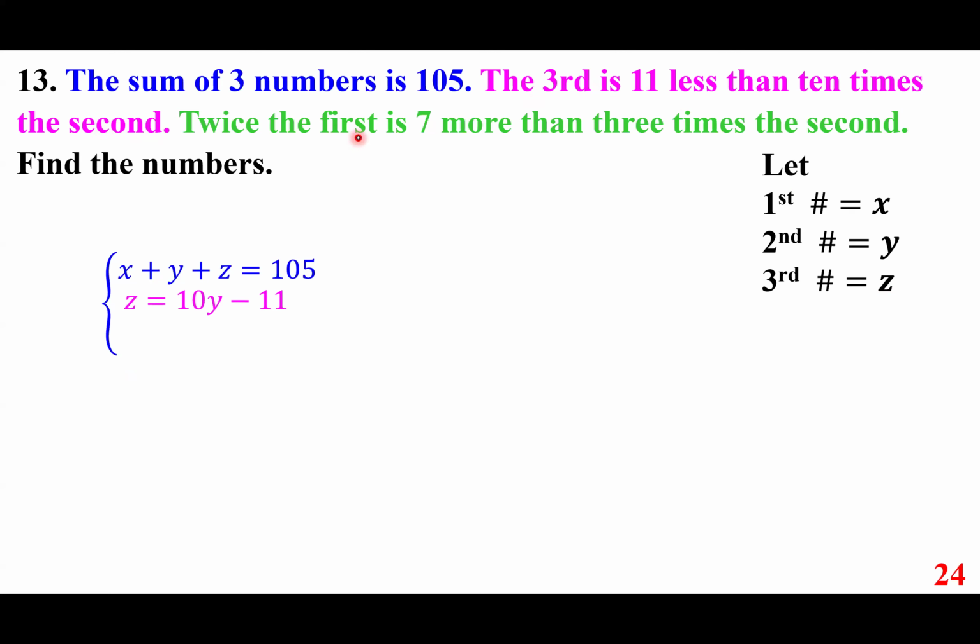Twice the first. So here's the first one. Twice the first, 2x, equals 7 more than 3 times the second, 7 plus 3y. So each equation is taken care of. Now we are going to solve this.